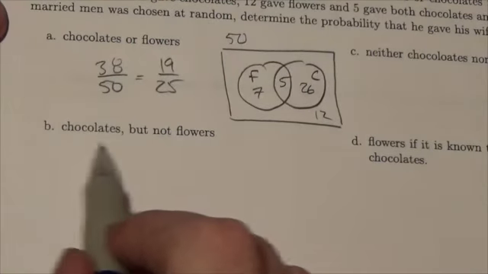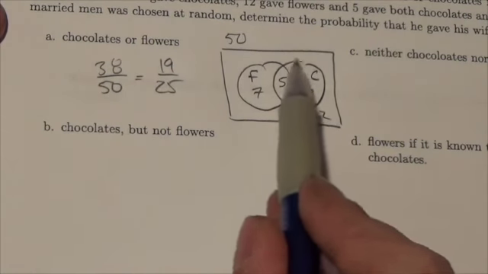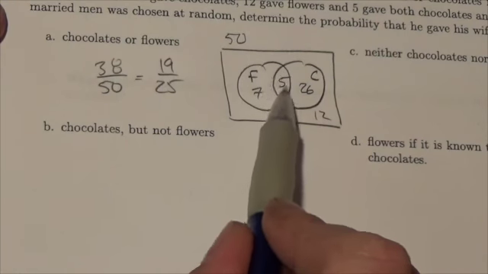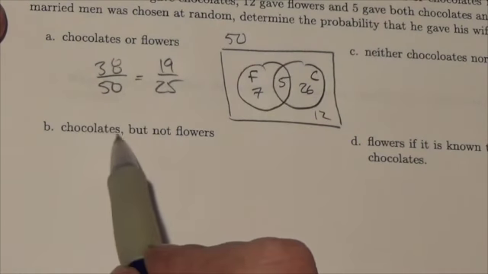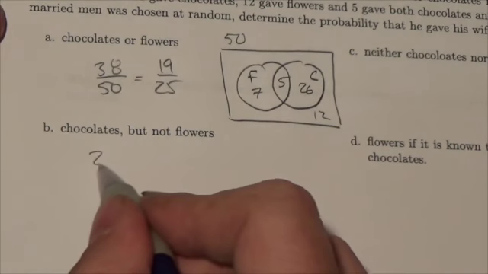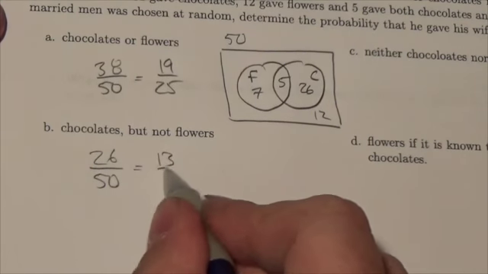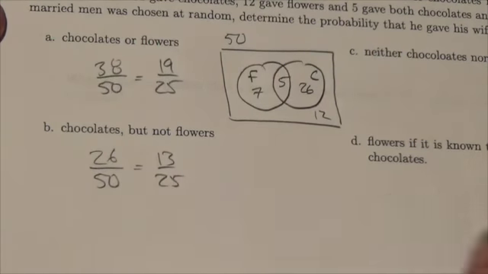Okay, how about they gave chocolates but not flowers? So that's the chocolate section right here. But this little group of 5 here also gave flowers. So when we say chocolates but not flowers, it's this little bit that we're referring to right here. So that will be 26 out of 50. And again, I can simplify that just a little bit by dividing by 2.